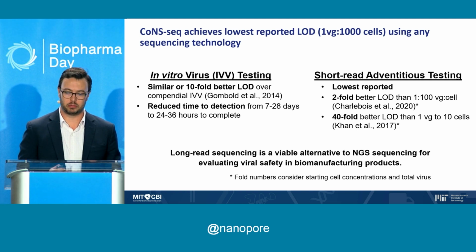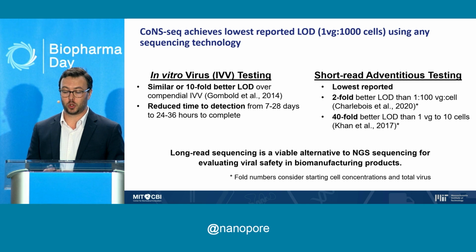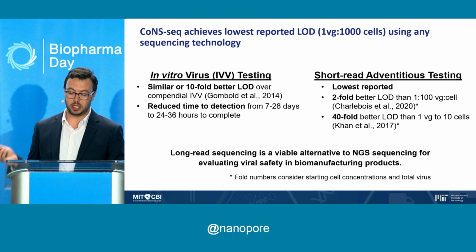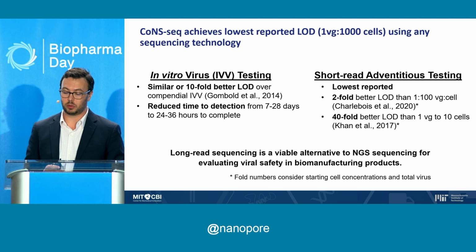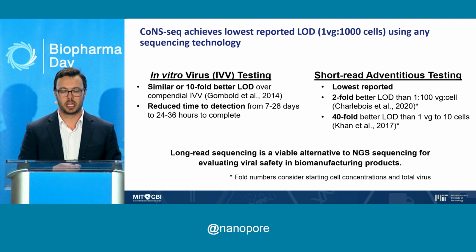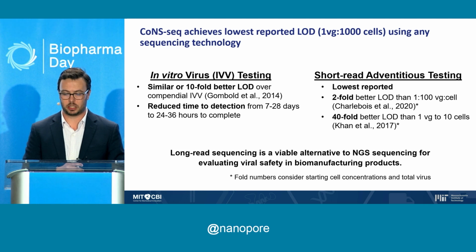So big improvement. Then on the right, compared to short read sequencing, this is the lowest reported that we're aware of. It's 2-fold better than a paper that came out in 2020 and 40-fold better than a paper that came out in 2017. And so I hope that this convinces you that long read sequencing is definitely a viable alternative to NGS sequencing for evaluating viral safety in biomanufacturing products.